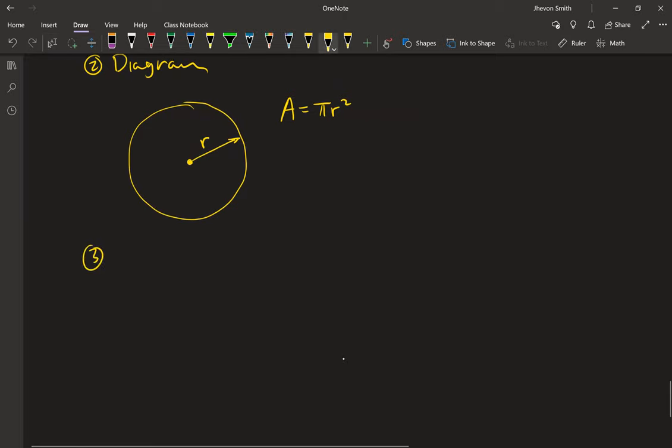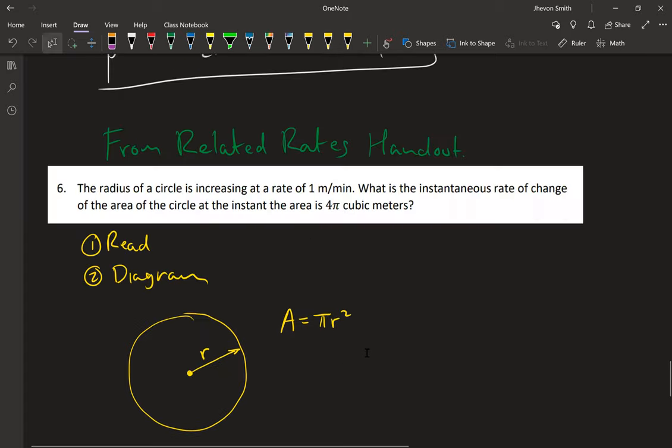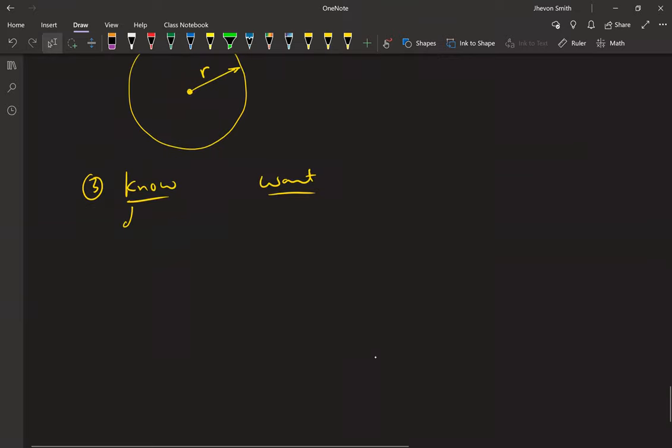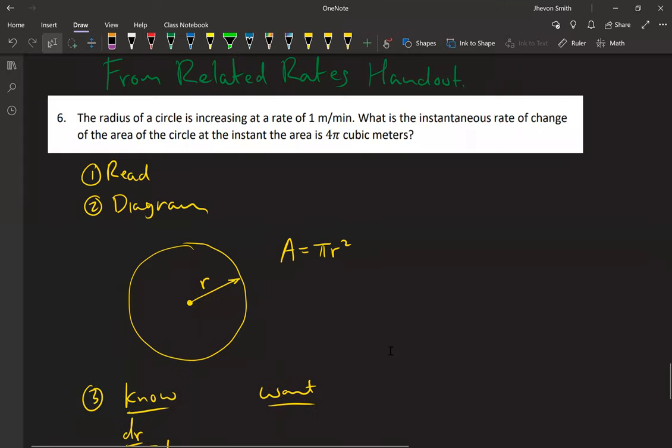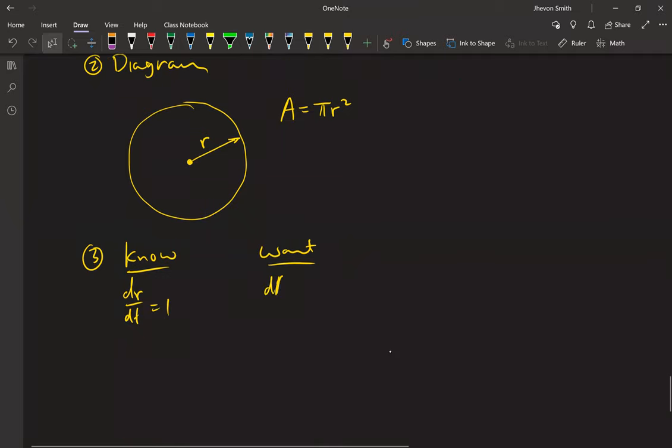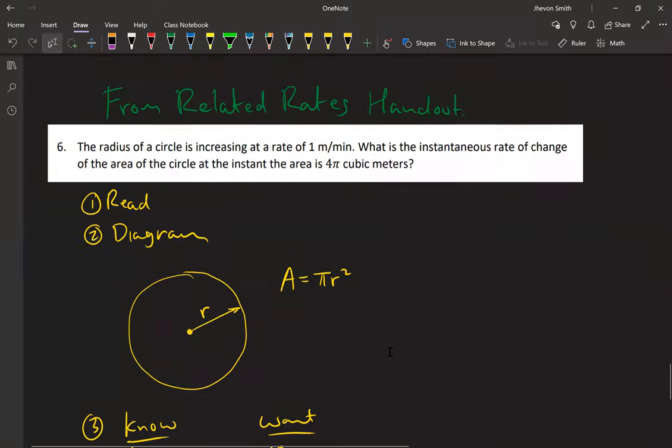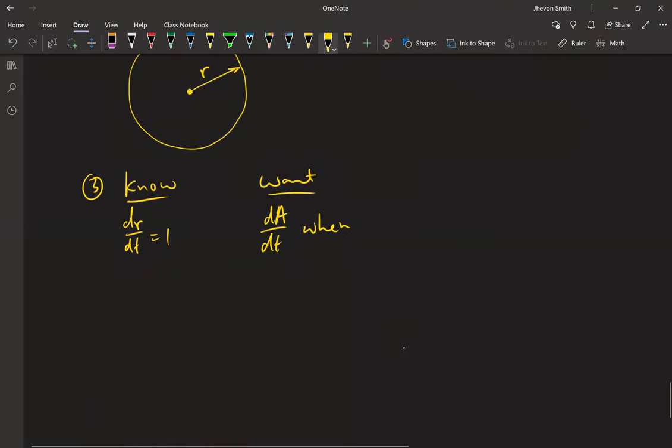Step 3, write down what I know and what I want. The radius is increasing at a rate of 1, so I know my dr/dt equals 1. What is the instantaneous rate of change of the area of the circle? So this is asking for dA/dt, when the area is 4 pi, when A equals 4 pi.